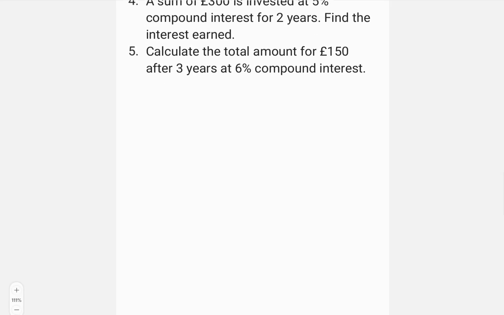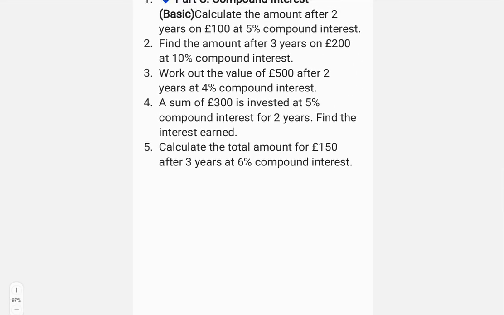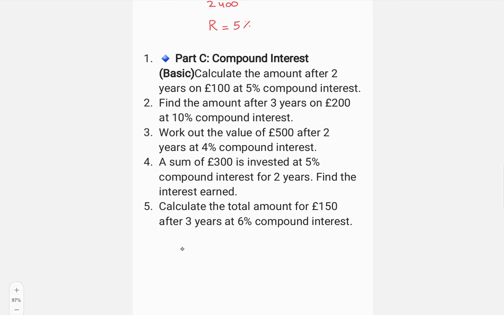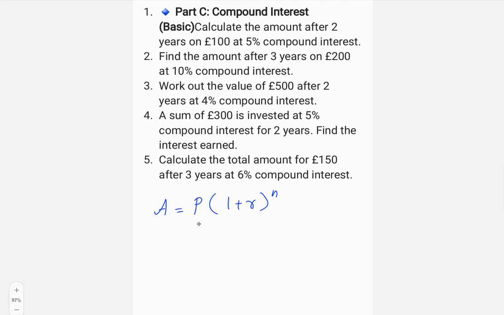So, basically, for compound interest, we don't have a formula for interest, but we do have a formula for amount. Amount equals principal into 1 plus rate raised to the power n. So this P means the principal, r means the rate, and n means the time.